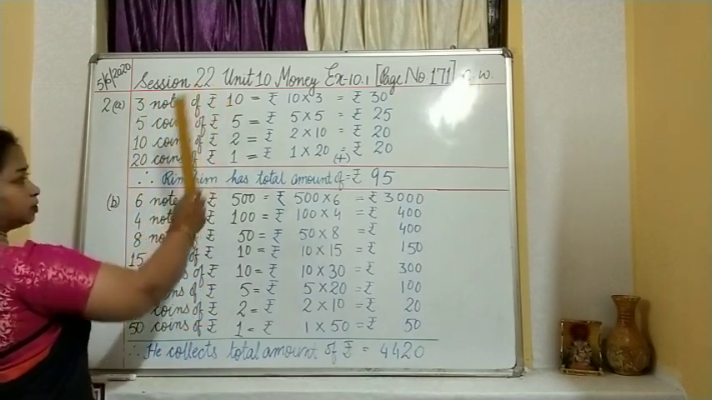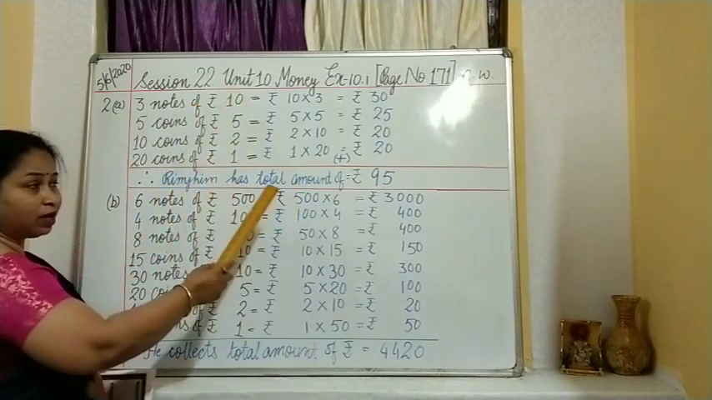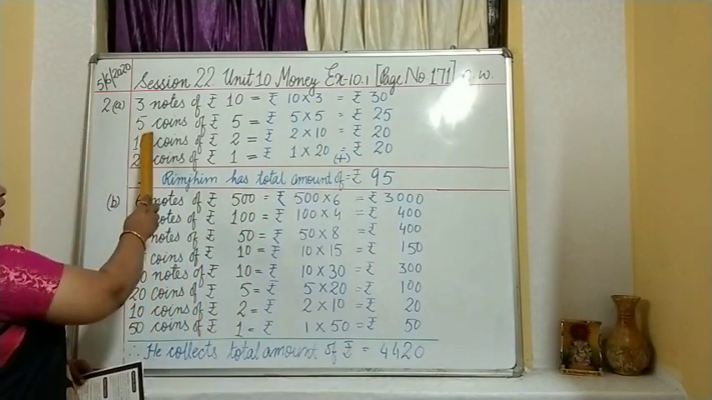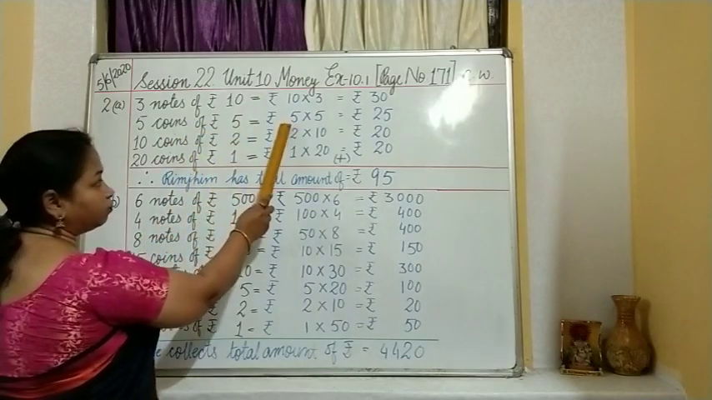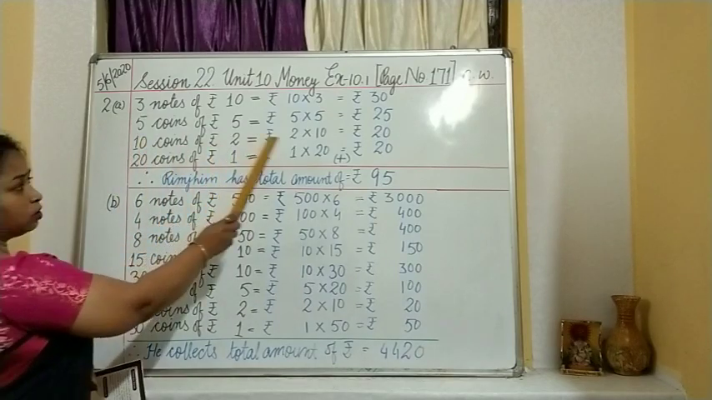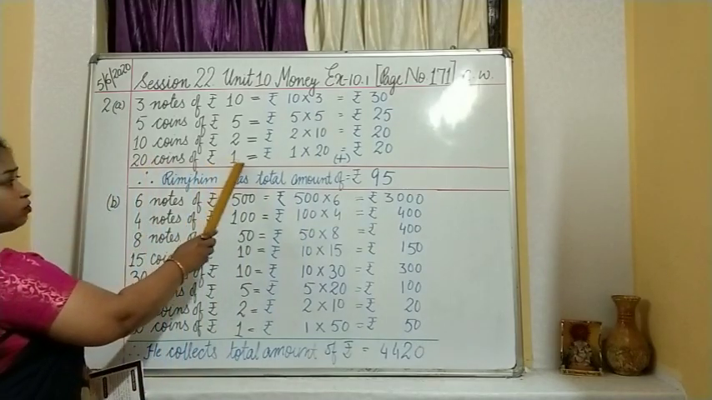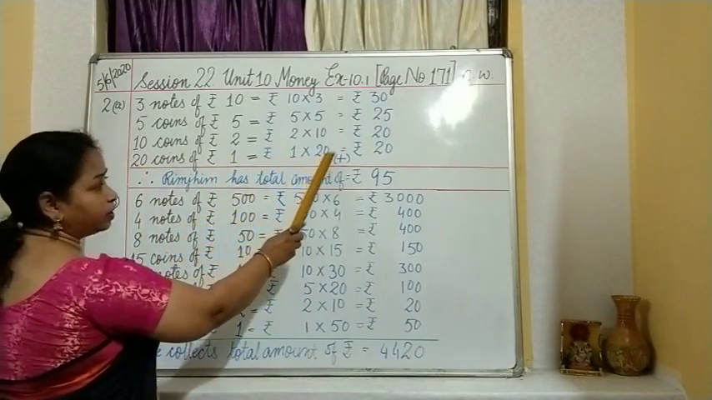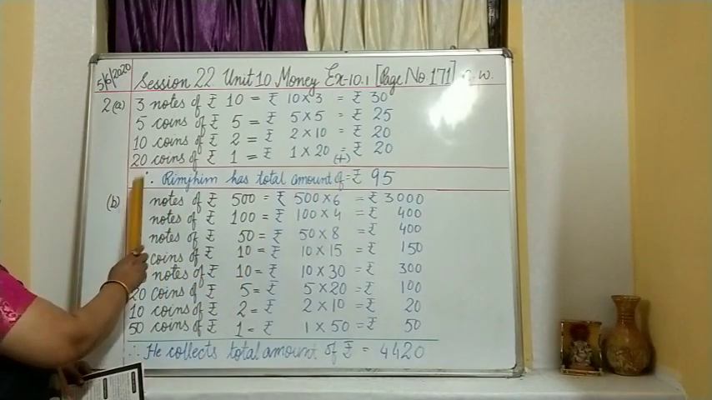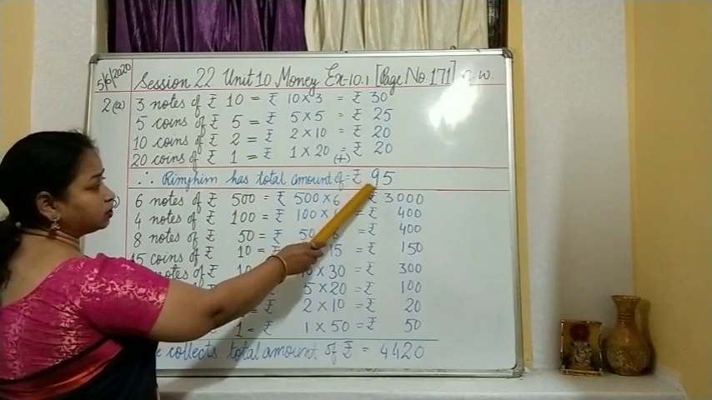3 notes of rupees 10. Now in descending order I have arranged. 3 notes of rupees 10, what will be the value? Simply multiply rupees 10 by 3, you will get 30 rupees. 5 coins of rupees 5, multiply 5 and 5, what will you get? Rupees 25. Then 10 coins of rupees 2, when multiplied, 2 and 10, you will get rupees 20. Then 20 coins of rupee 1, multiply 1 and 20, you will get 20 rupees. Then you just simply have to add up. Therefore, Rimjim has a total amount of rupees 95.